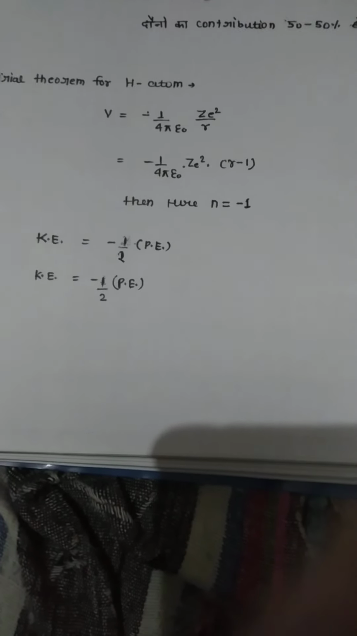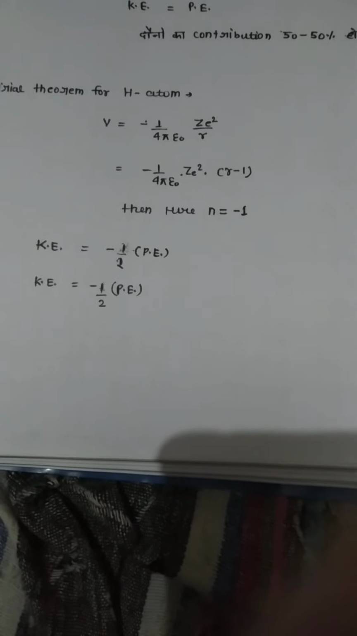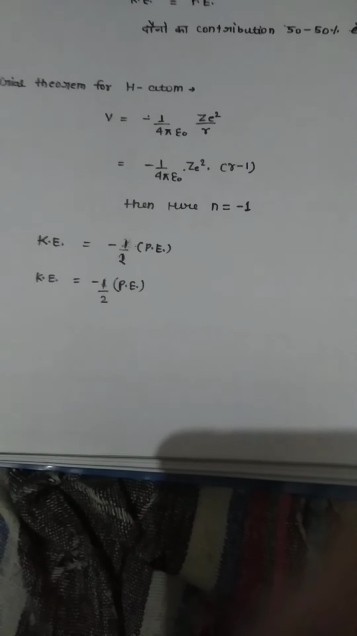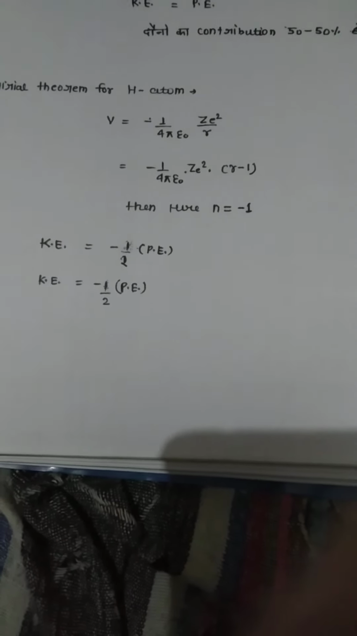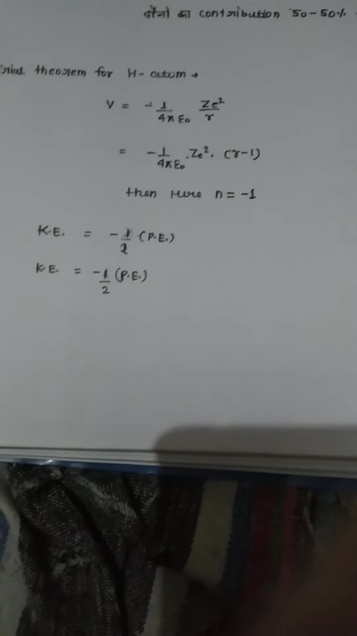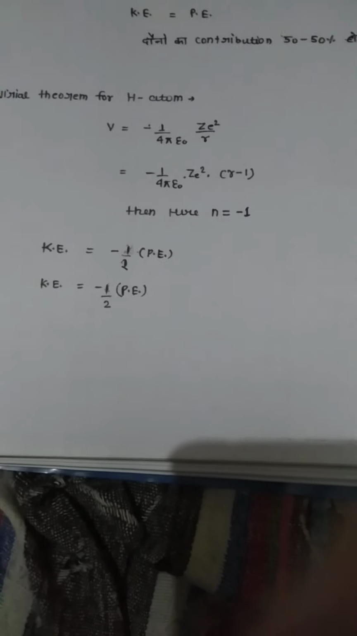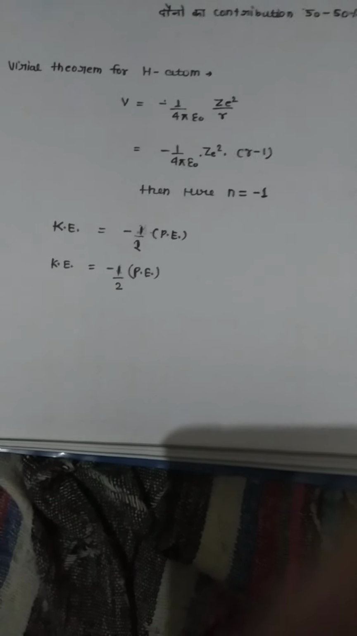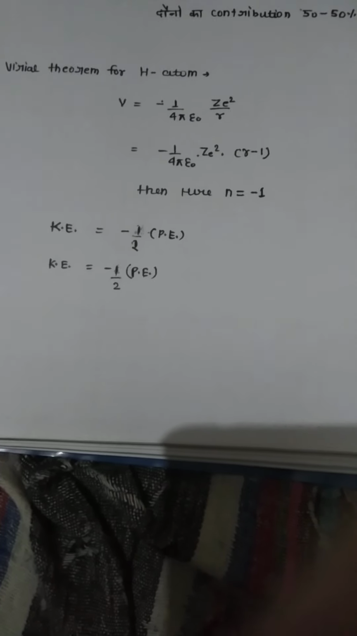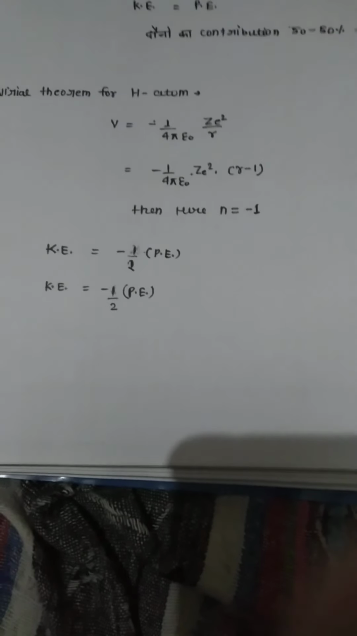After that, minus 1 by 4 pi epsilon naught Z e square, gamma minus 1. Then here n is equal to minus 1, kinetic energy is equal to minus 1 by 2 potential energy. Kinetic energy is equal to minus 1 by 2 potential energy.